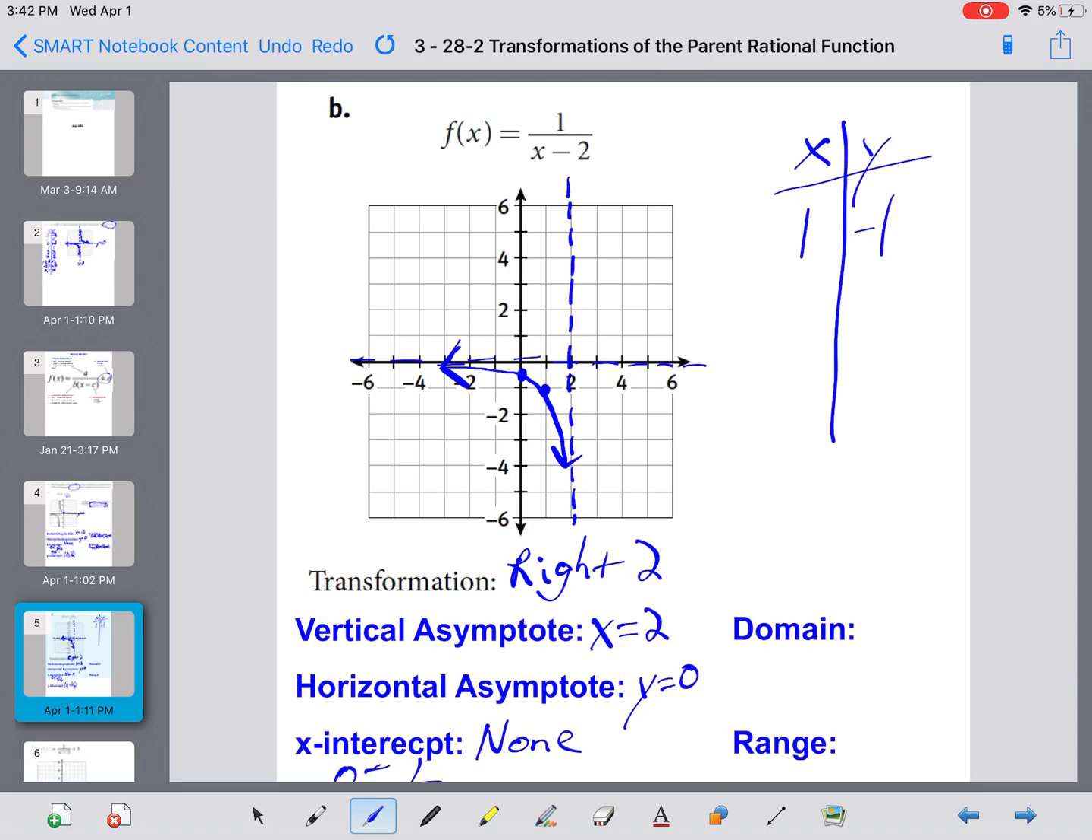So I know this next branch of the graph has to be either up here or over there. The only way to figure that out is by plugging points in. So the vertical asymptote's at 2, x equals 2. I'm not going to plug 2 in. I'll probably plug in 3.